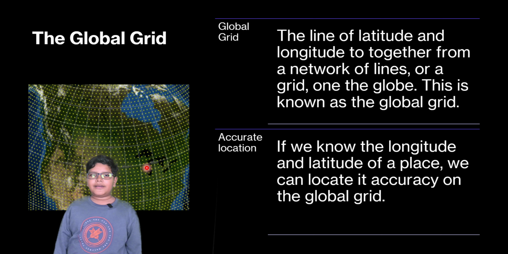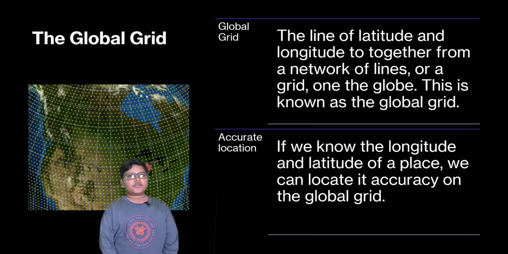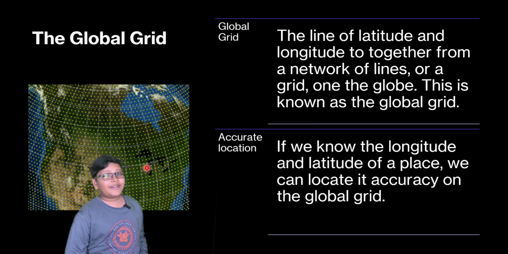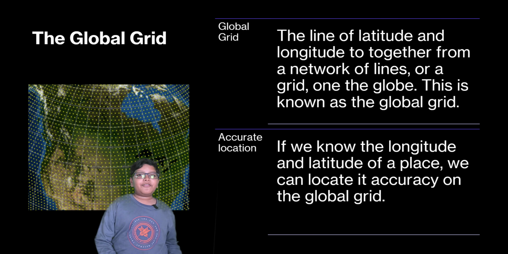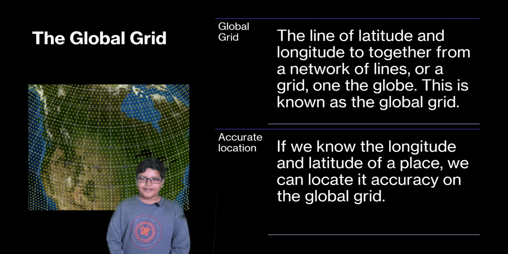The global grid. The lines of latitude and longitude together form a network of lines or a grid on the globe. This is known as the global grid. It's kind of weird to pronounce. If we know the longitude and latitude of a place, we can locate it accurately on the global grid.